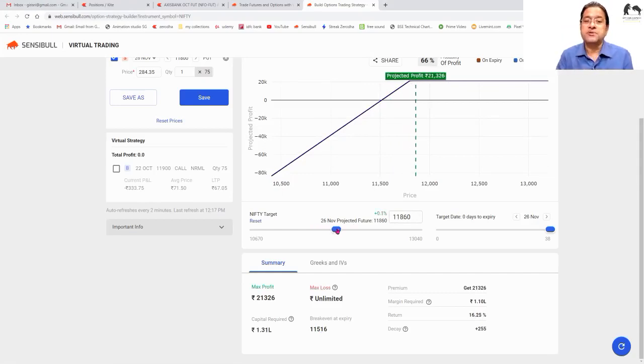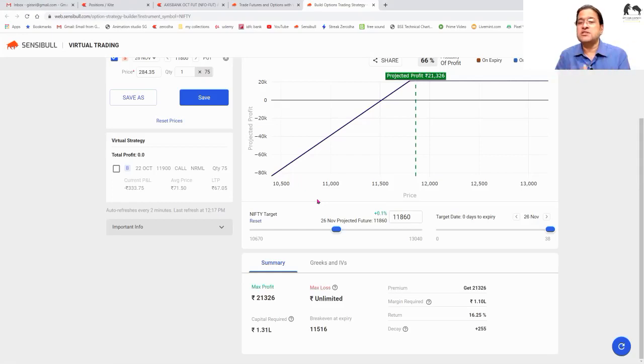So if that happens, you make about 21,000. That's close to about 15,000 return on your investment, ROI. So it's all about your view. If your view is wrong, obviously you'll be losing money, but you have about 2.5% to correct yourself. Even if you are right, 2.5%, it comes down. Therefore, you don't lose money.